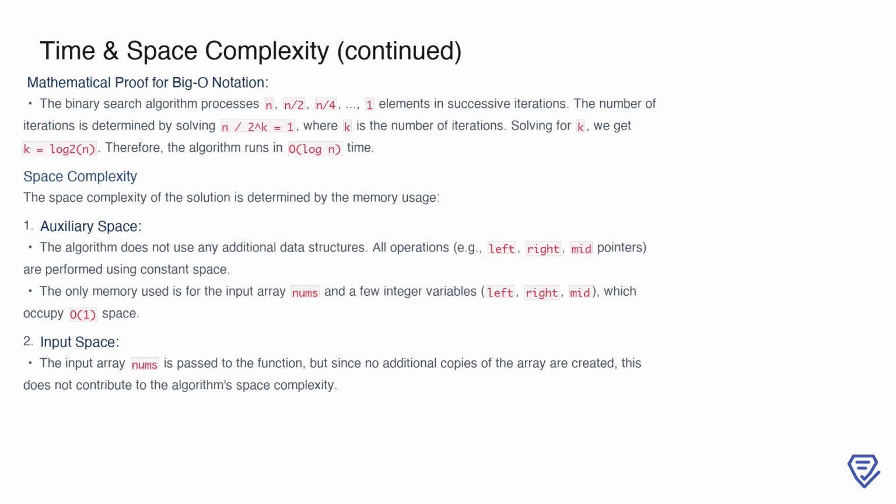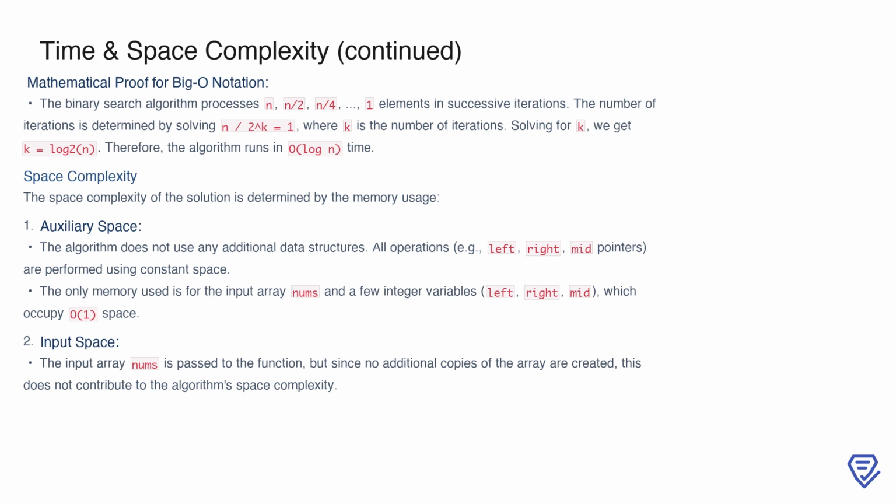To mathematically verify the time complexity as O(log n), we can analyze how the binary search reduces the number of elements being processed. In each iteration, the algorithm examines n/2, n/4, and so on, until only one element remains. The total number of iterations can be determined by solving the equation n divided by 2 to the power of k equals 1, where k represents the number of iterations. Rearranging this equation gives k equals log base 2 of n. This confirms that the algorithm runs in logarithmic time, O(log n), with respect to the input size n.